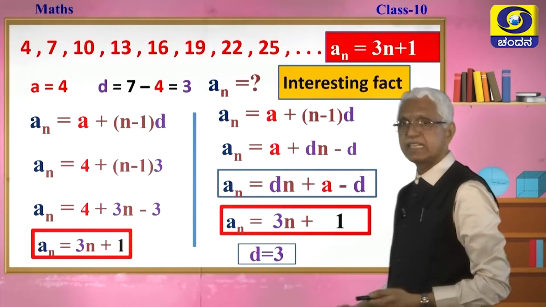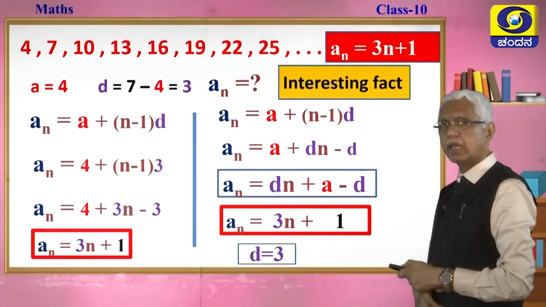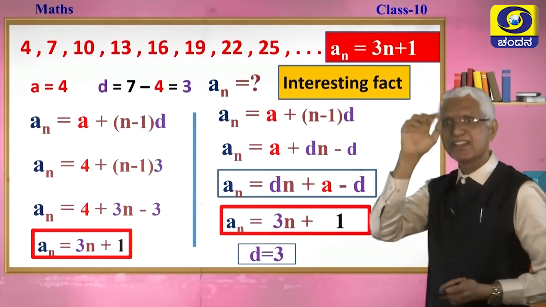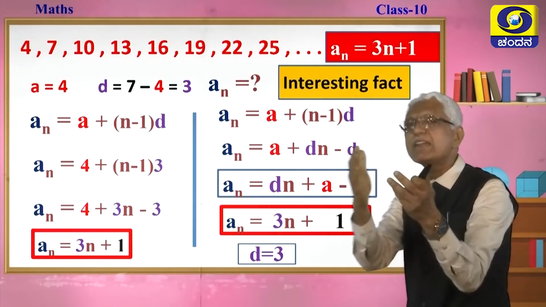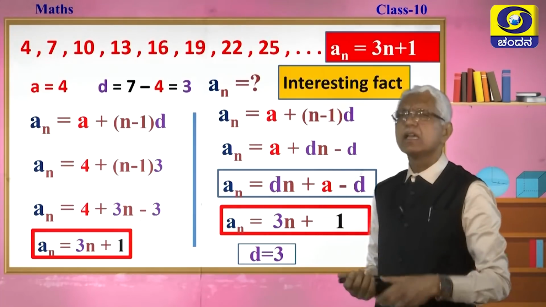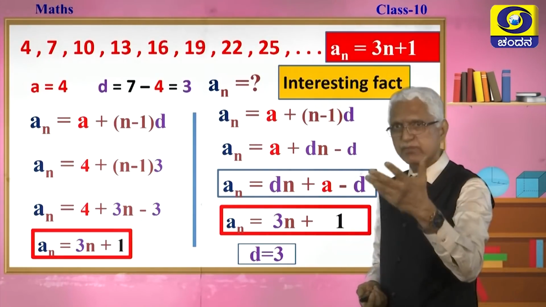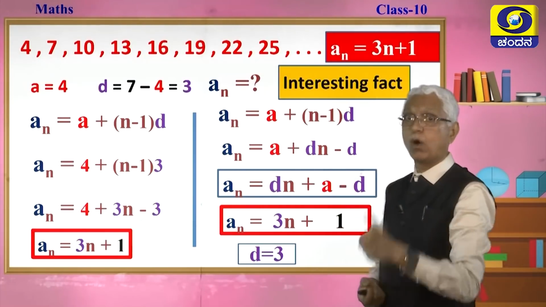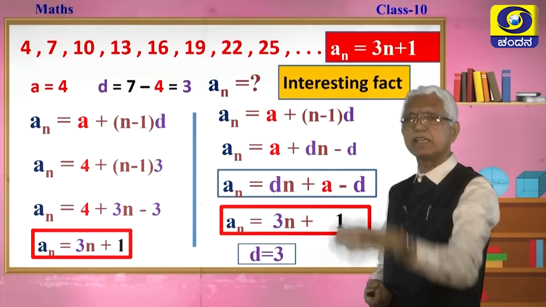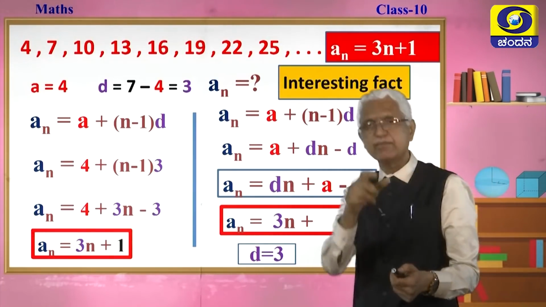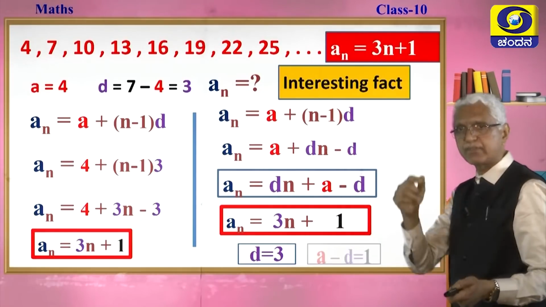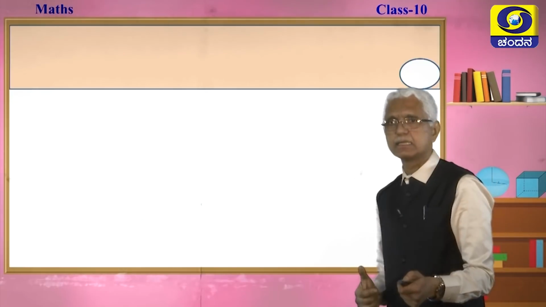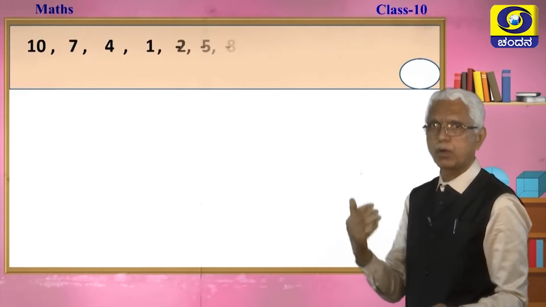What is that a minus d? A minus d is 1. What is a? First term 4. What is the common difference? 3. What is 4 minus 3? 1. Correct? So, that is why we gave this as an interesting fact: if it was for 1 mark, suppose the general form of a particular AP is 3n plus 1, what is the common difference? Straight away you can write 3, correct? That is why we said we will discuss this interesting fact for you. A minus d is equal to 1, right? Okay. Now, my dear children, probably we will be working some more problems.